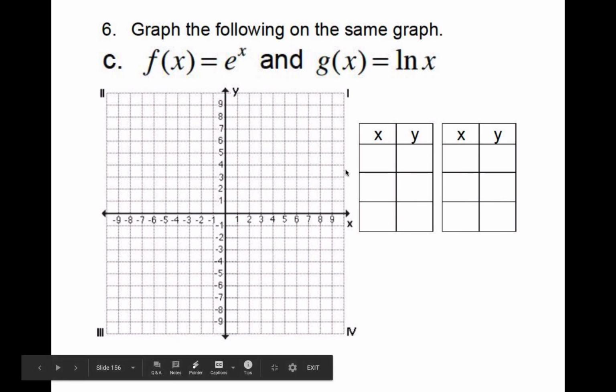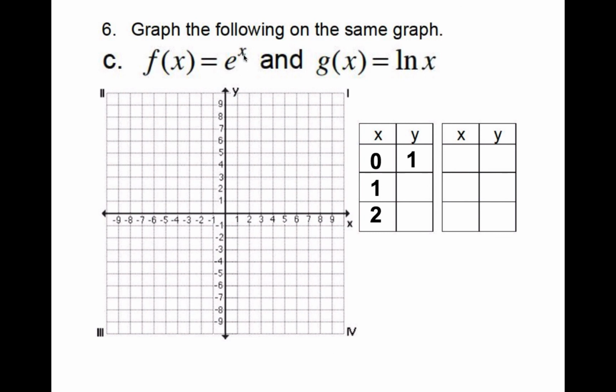For part C, we have 0, 1, and 2. We're going to fill this in. So we have e to the 0 power, which is 1. e to the 1 power is 2.7. And e squared is 7.4. And we can plot those points.